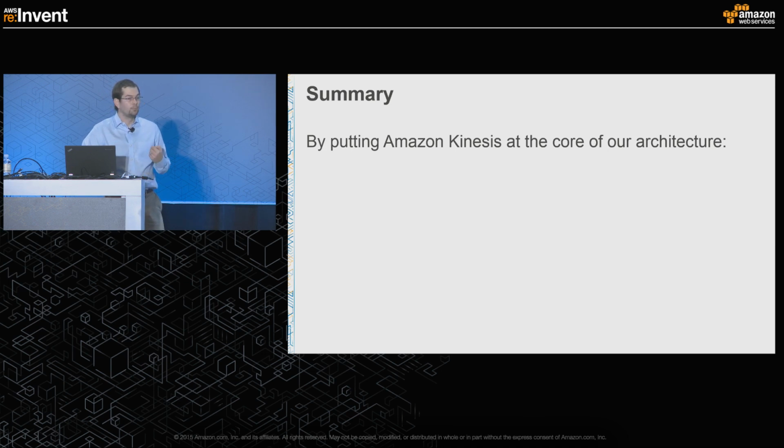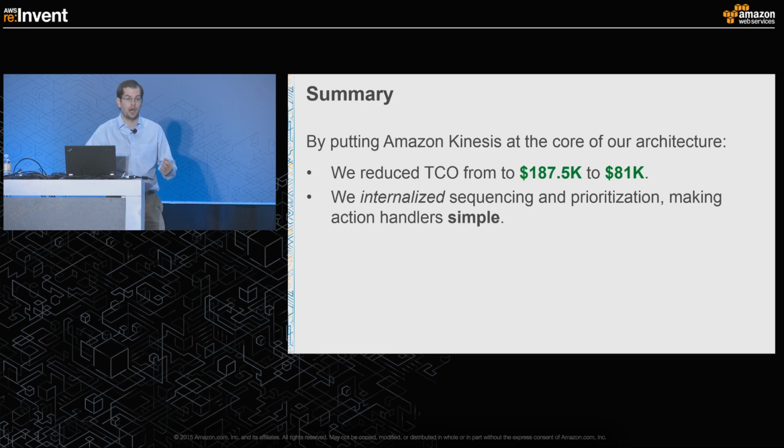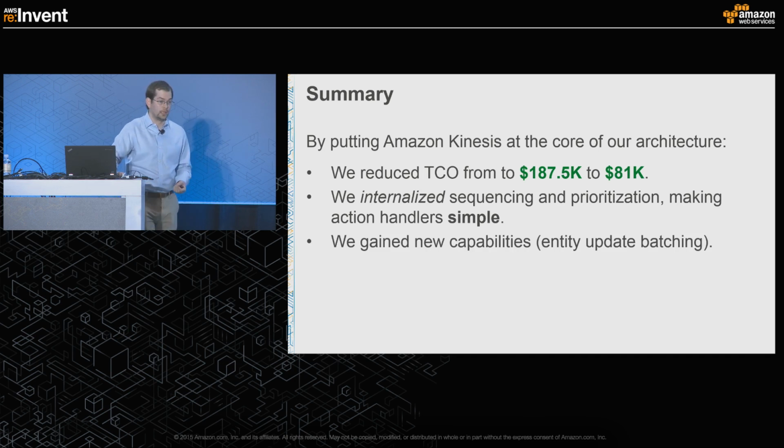So I'd like to end by saying, by putting Kinesis at the core of our architecture, we managed to, number one, reduce our TCO considerably. We managed to internalize, for all of the services that we were composing over, ordering and prioritization. We allowed those services to be significantly simpler, to remove all of the out-of-ordering logic that they were doing and the storage that they needed to do it, which actually reduced cost from the services that we were orchestrating over. So it wasn't just a cost reduction for the orchestrator, we actually ended up getting value out of our composed services as well. We ended up recovering a significant amount of cost and complexity there, which was really important for us. And we gained new capabilities.